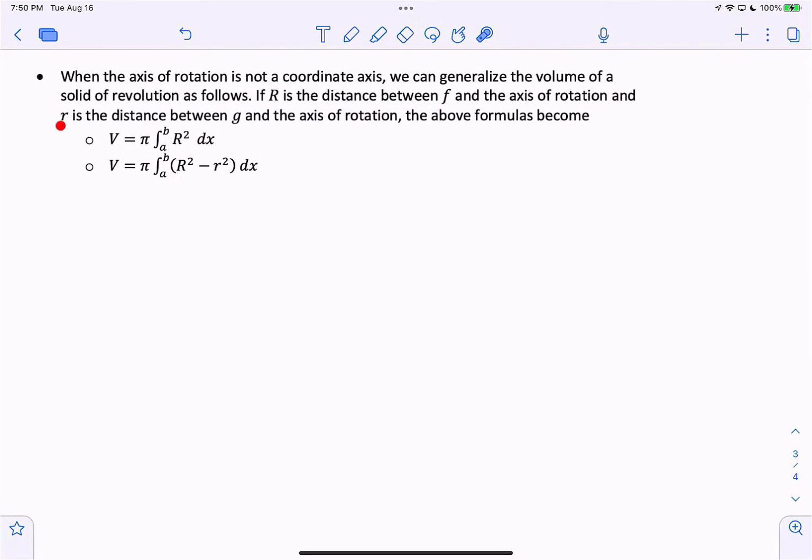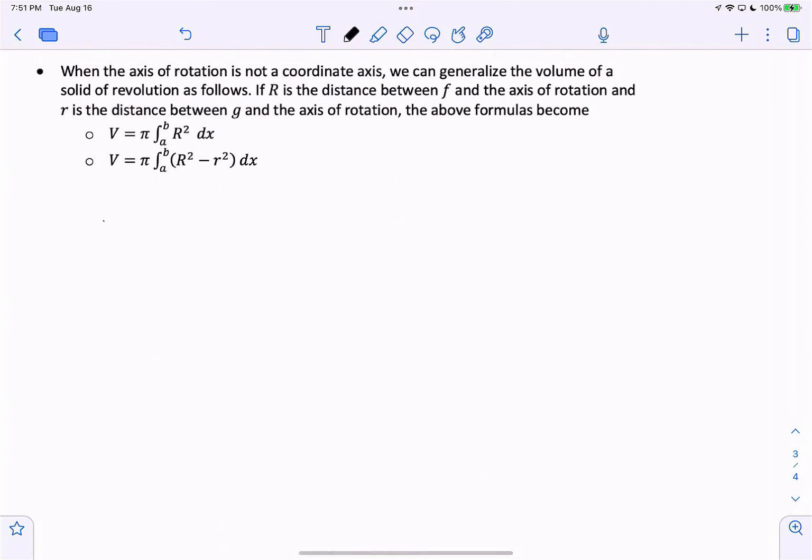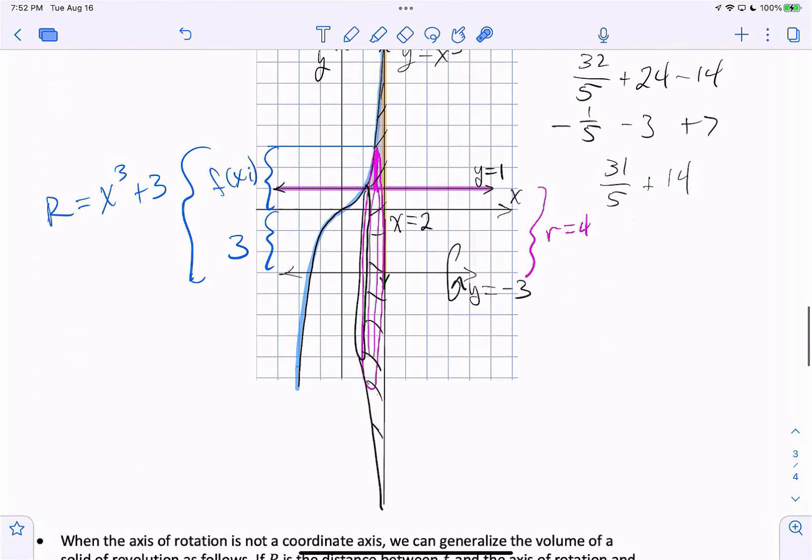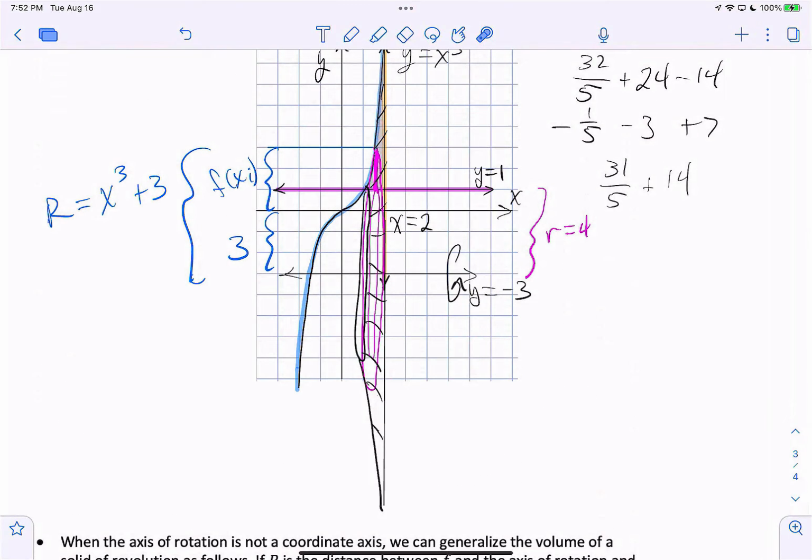And lowercase r is the distance between g and the axis of rotation. Now this can go down several ways. Now this second formula with the big R squared minus little r squared, I can say that because it's a bigger radius and a smaller radius. I'm not stuck to uppercase and lowercase. Anyway, we were looking at that because we had a region that was defined by 2 curves, right? y equals x cubed and y equals 1.